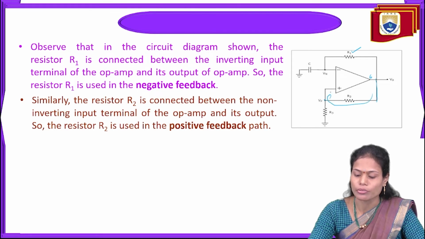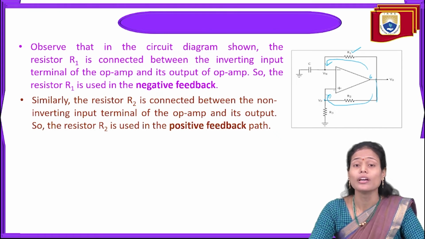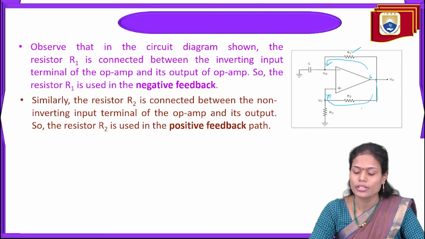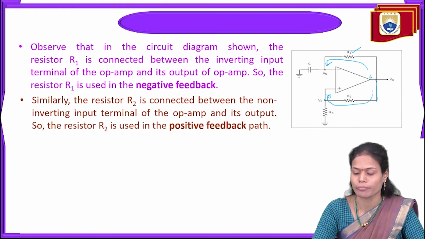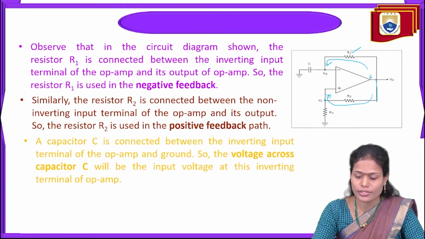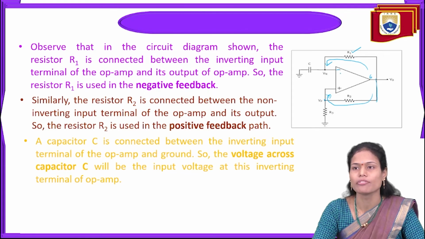And next, if we observe, the resistance R2 is connected from the output to the non-inverting terminal of the operational amplifier. So we can say this R2 resistance is used to provide the positive feedback path to this square wave generator. And the capacitor C is connected to the inverting terminal of the operational amplifier, so we can say the voltage developed across this capacitor acts like an input for the inverting terminal of the circuit.